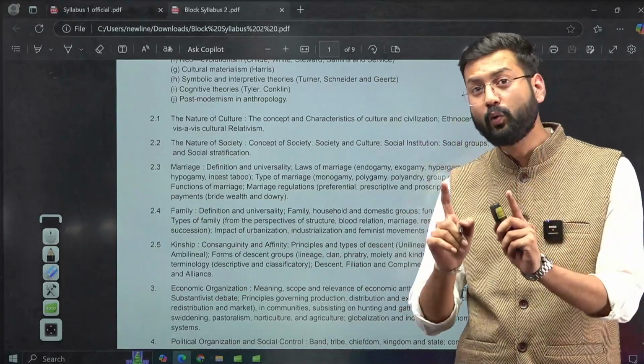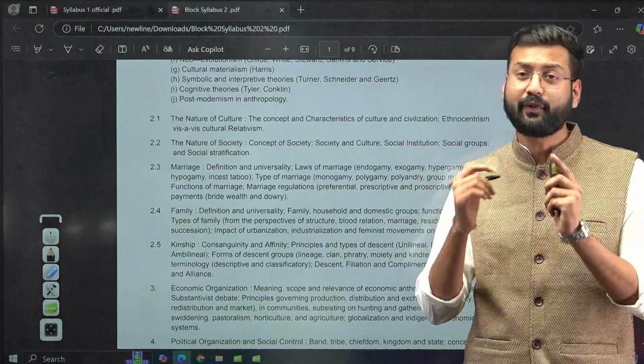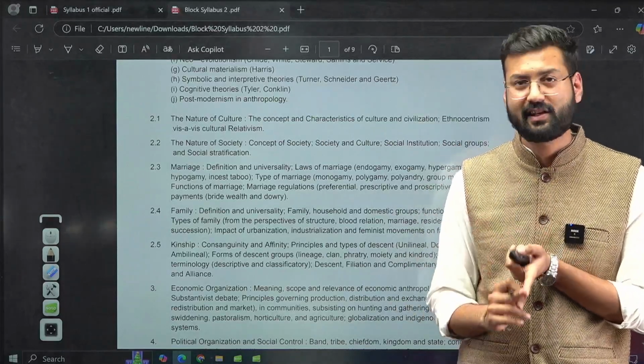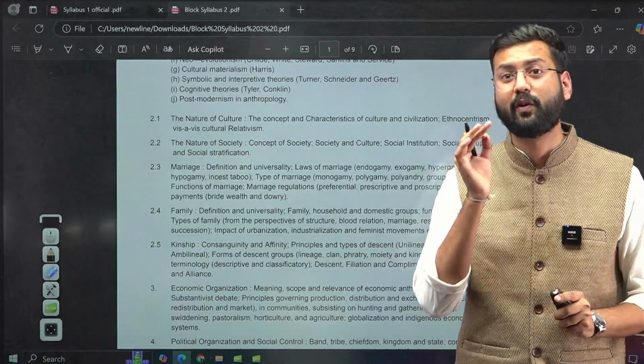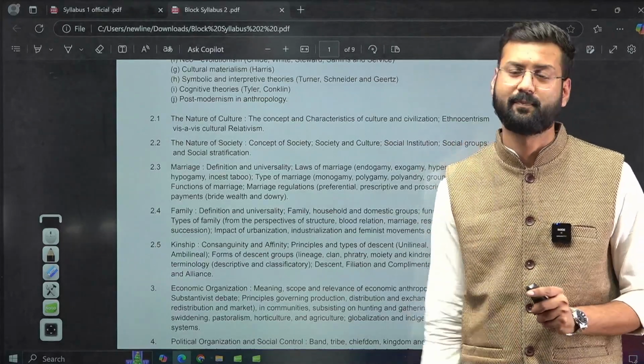Again, in Paper 2, we'll be studying the socio-cultural anthropology of India. What is caste in India, how is caste changing in India and everything. So it is a very good fodder material for GS1 social justice.